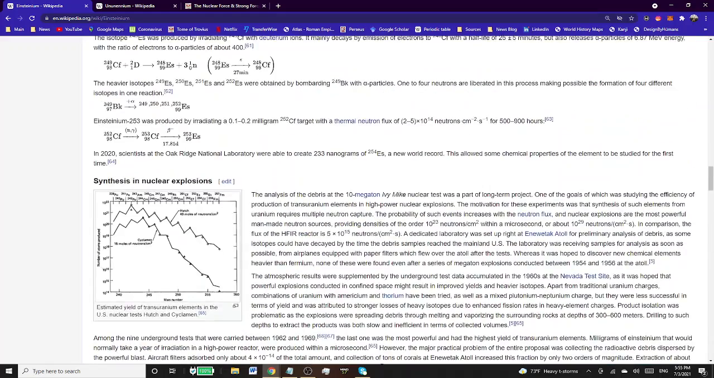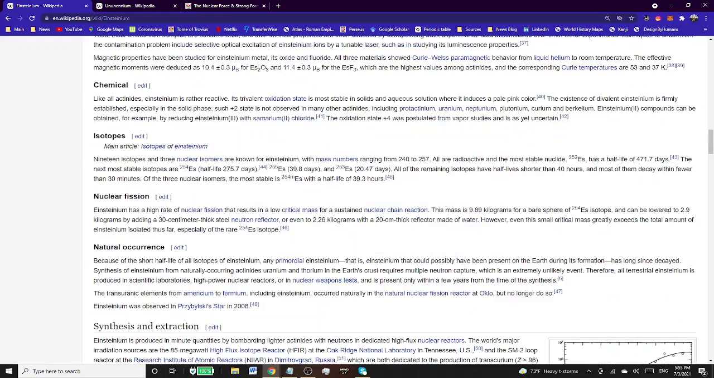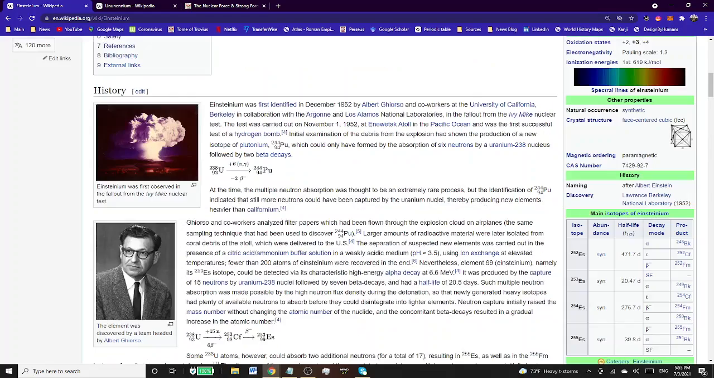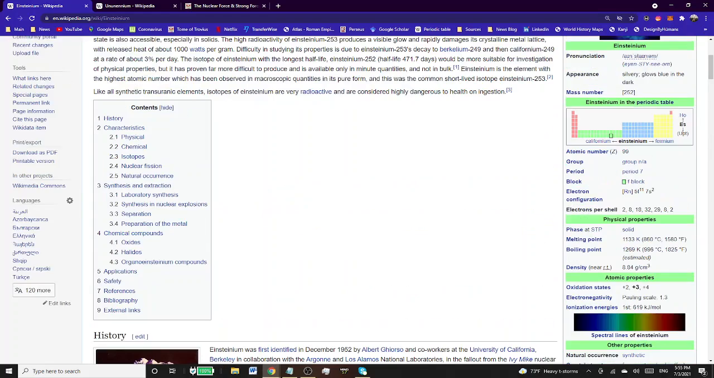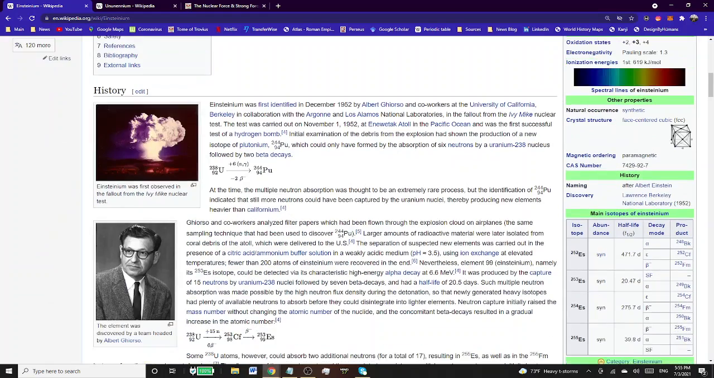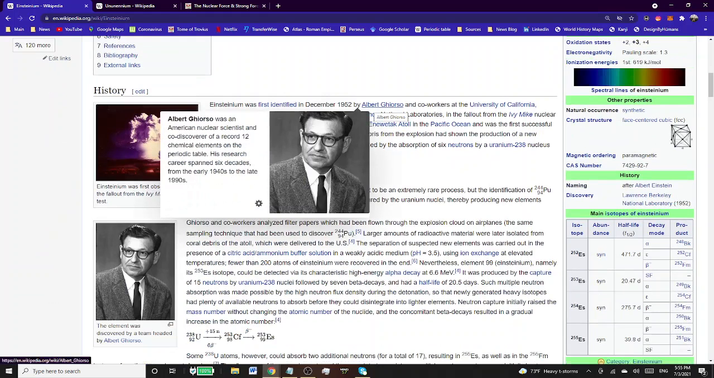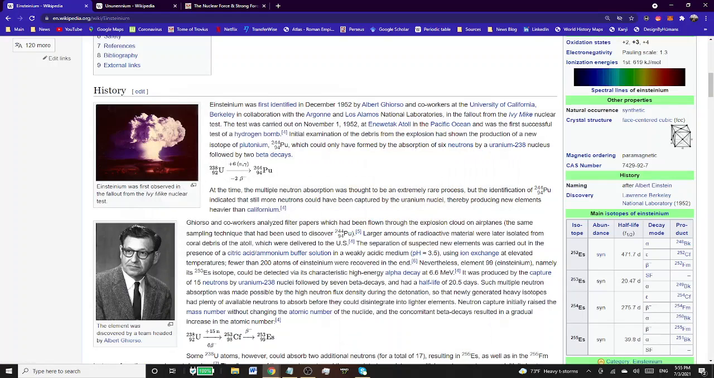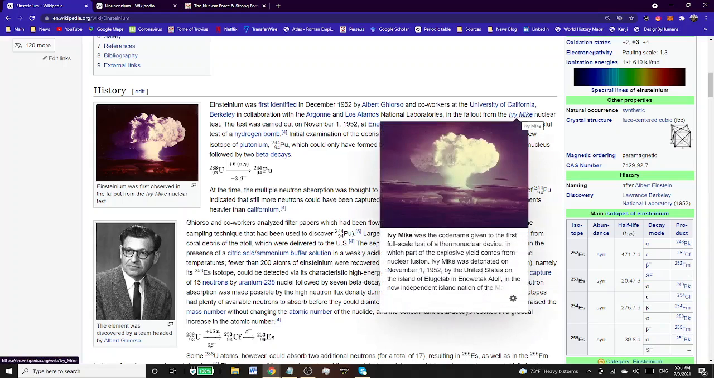Is there anything else we can find from this? I'm not sure I'll even learn much, but let's try to go back up here. So they first found it. It was found by Albert Ghiorso and his co-workers at Berkeley. They were working with these different national laboratories. It was the fallout from Ivy Mike, which is a nuclear test.